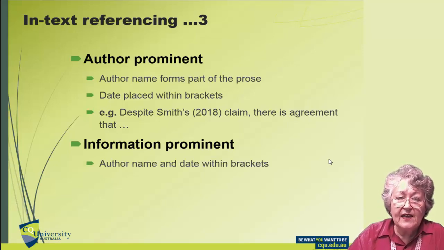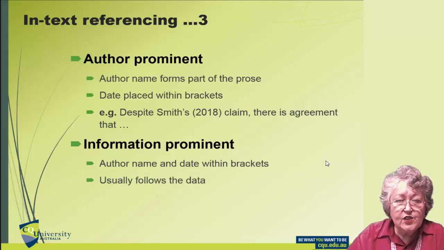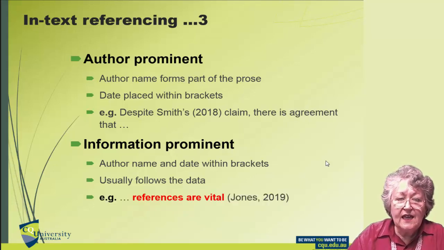Information prominent, on the other hand, the author's name and date appear within brackets, just as my previous example on the previous slide showed you. It usually follows the data. Sometimes you can find them in the middle of a sentence, but generally it's at the end of the sentence. And here is an example. References are vital, in brackets, Jones, 2019. And then you can continue the sentence or full stop if that is the end of it.